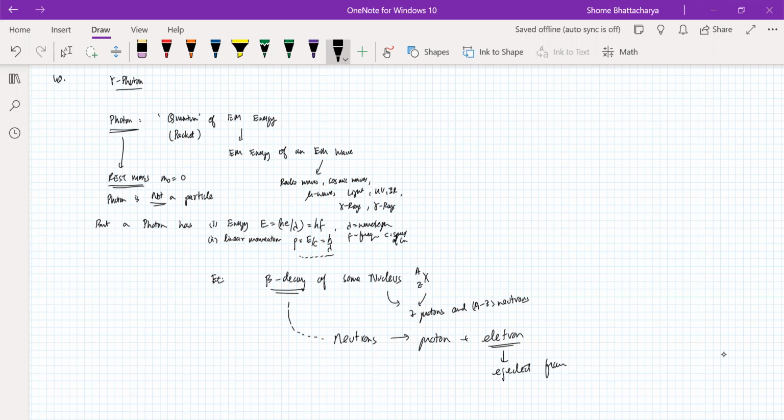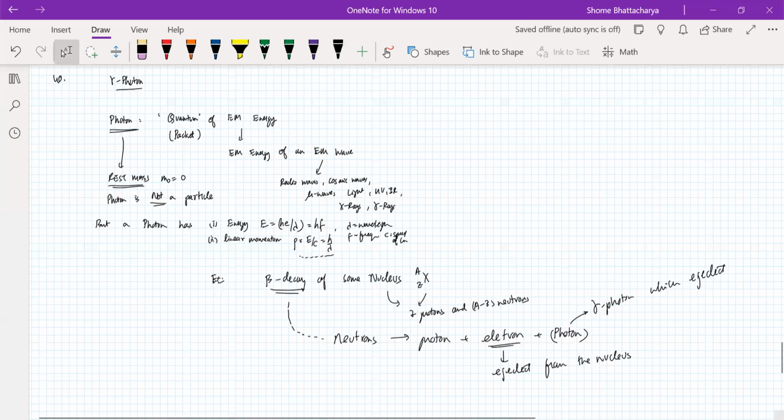from the nucleus. Okay. But along with that, there is also a photon which is released. And this is a gamma photon, which also gets ejected. So now we are worried only about the momentum conservation part in a situation like this.